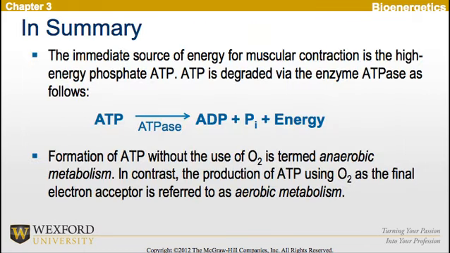So in summary, the immediate source of energy for muscular contraction is the high-energy phosphate ATP. ATP is degraded via the enzyme ATPase as follows. The formation of ATP without the use of oxygen is termed anaerobic metabolism. In contrast, the production of ATP using oxygen as the final electron acceptor is referred to as aerobic metabolism.